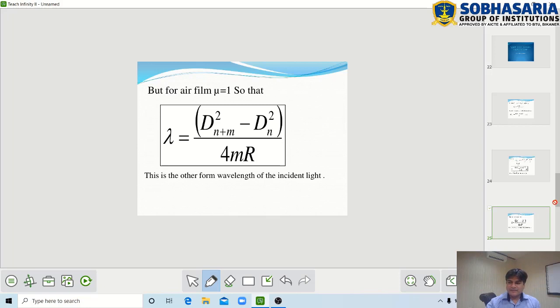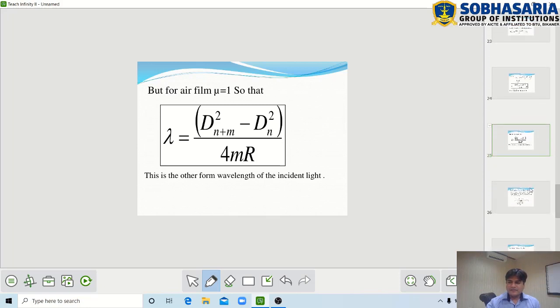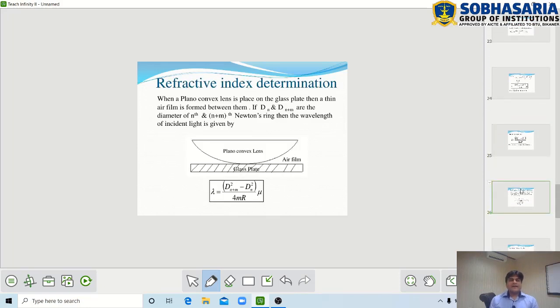Now the other application of Newton's ring is to find out the refractive index of the transparent liquid. For this purpose, we consider a plano-convex lens of radius of curvature capital R.